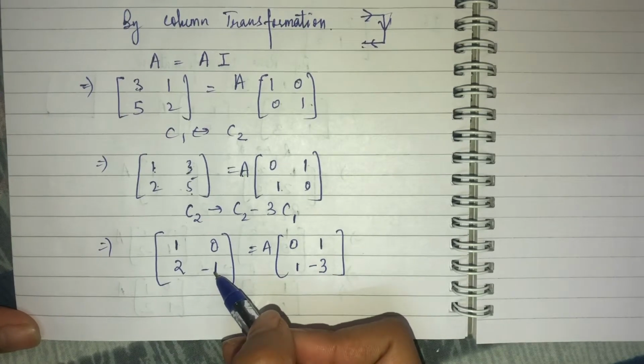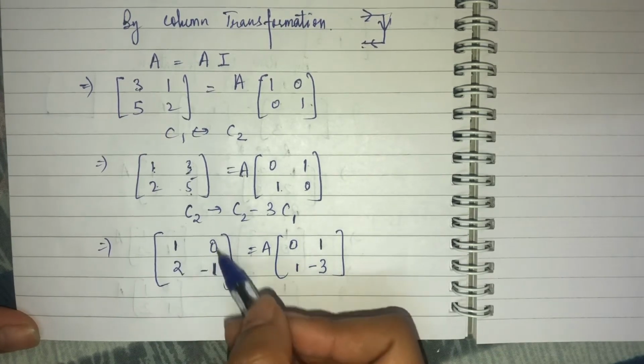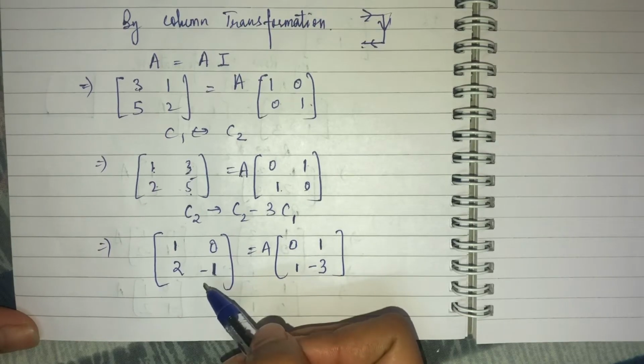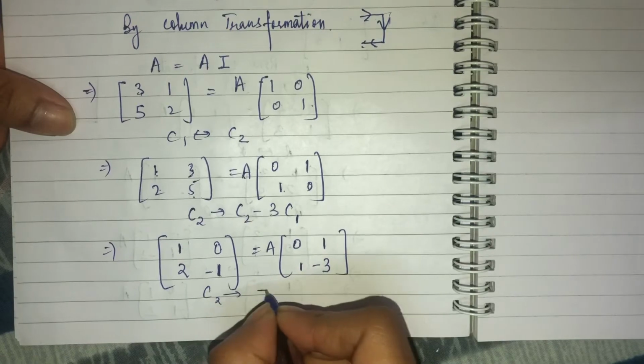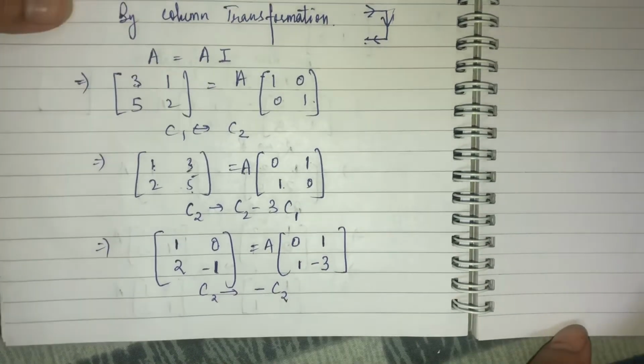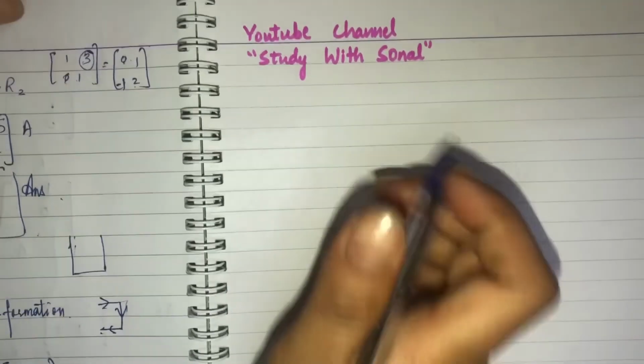I want 1 here. So what I will do, I will multiply C2, column 2, by minus 1. So C2 को change किया minus C2 में. Okay. So in the next step, I'm doing it.